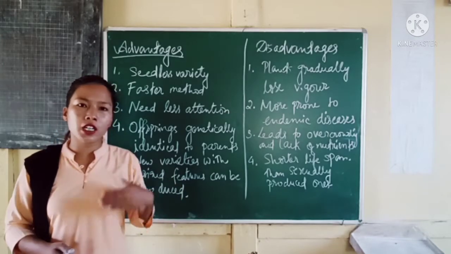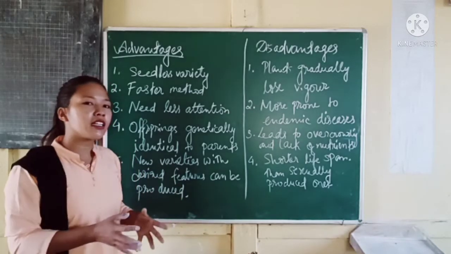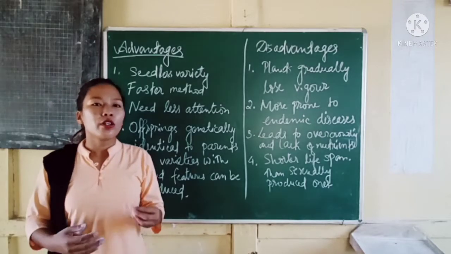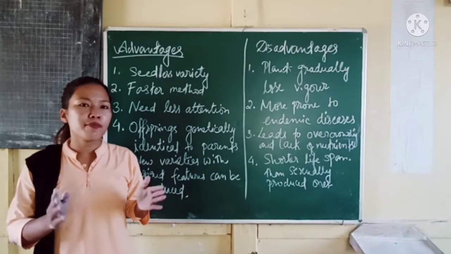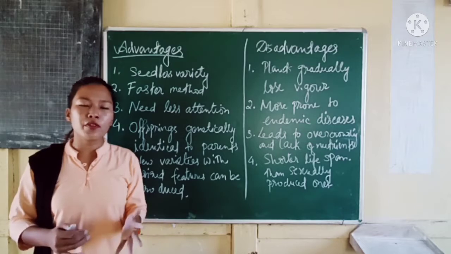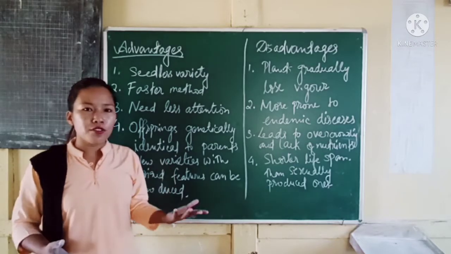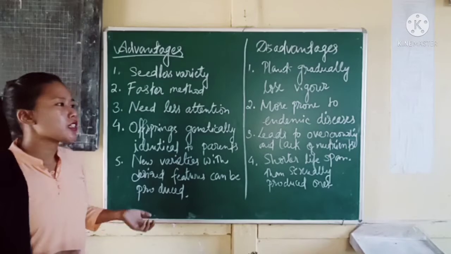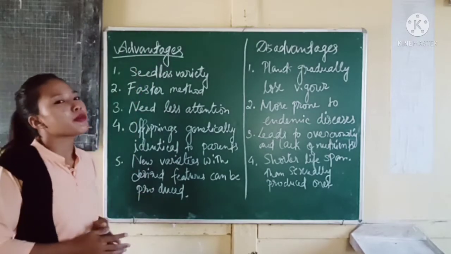Do you know what vegetative propagation is? It means planting or growing new plants from the vegetative parts. We can use the stems, the roots, or the leaves. All these are vegetative propagation. So we will see the advantages of vegetative propagation.